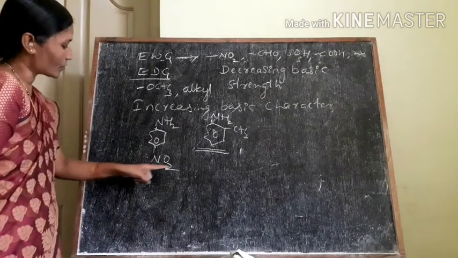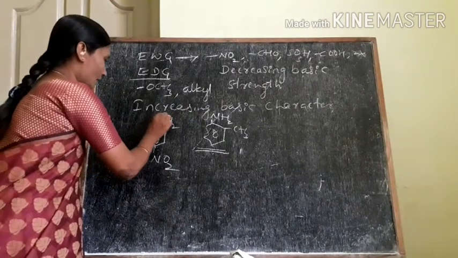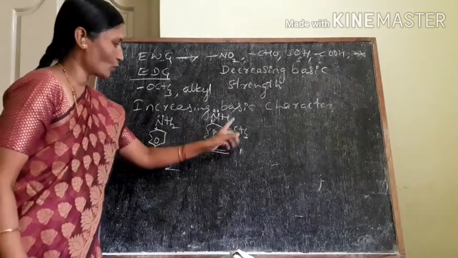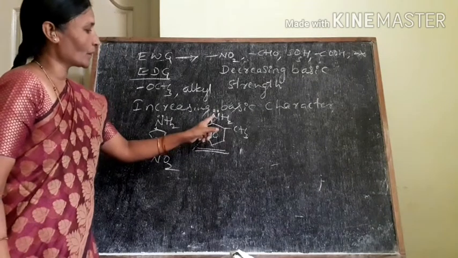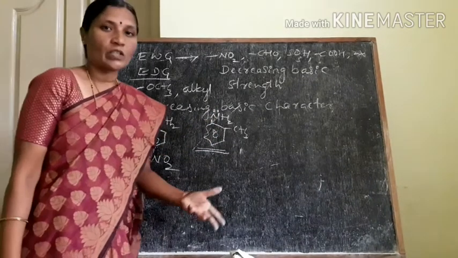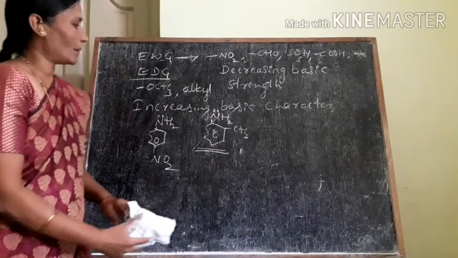This is because nitro group is electron withdrawing, making this nitrogen less available for protonation, whereas this is said to be electron pushing group. It makes nitrogen more available, or it is helping protonation of that amine group.